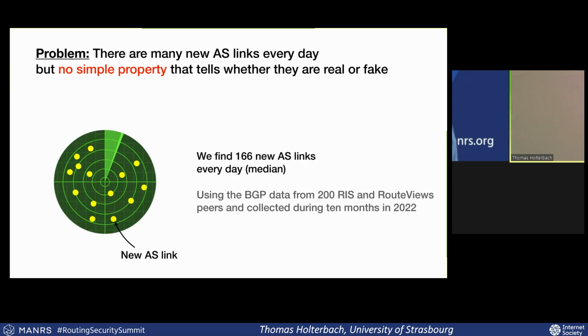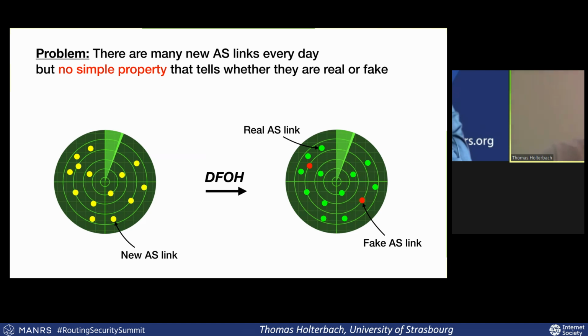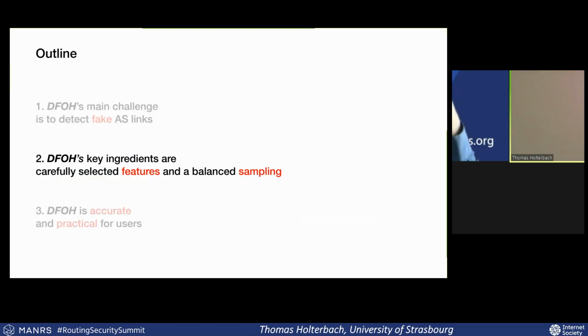The challenge, however, is that many new AS links appear every day, but there is no simple property that tells whether they are real or fake. For instance, we counted around 166 new AS links that appear every day, and probably the vast majority of them are legitimate, and only a few are suspicious. And this is the goal of DIFO, to be able to discriminate whether new AS links are fake or real. So now I will show you how DIFO does it.